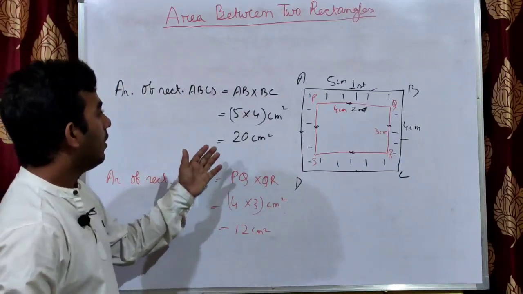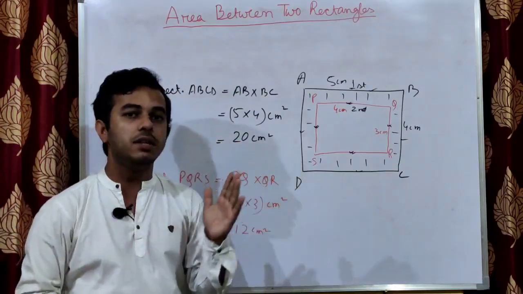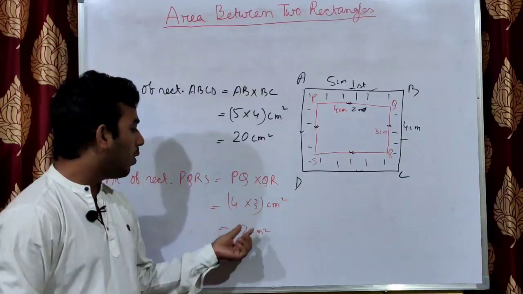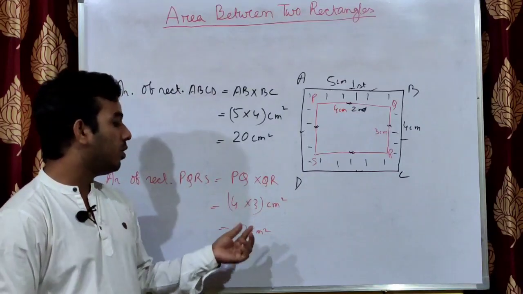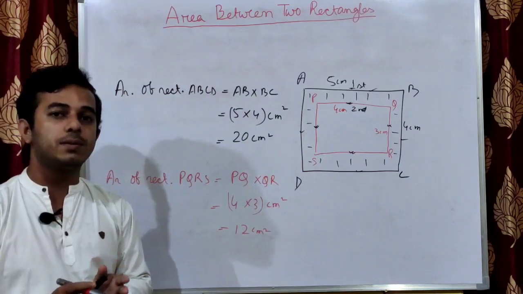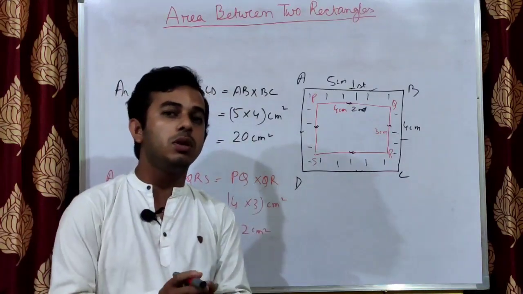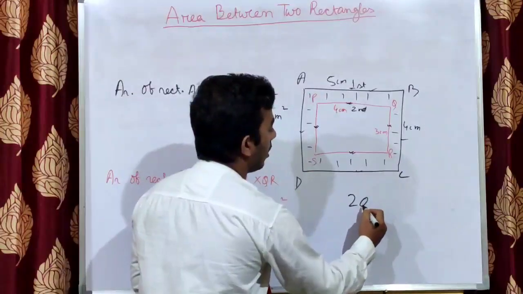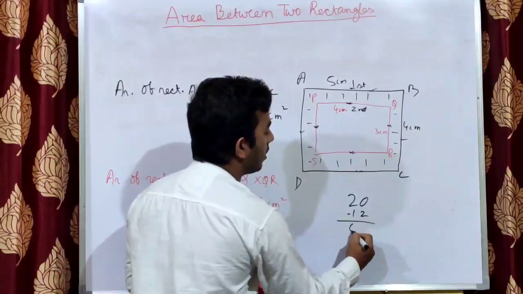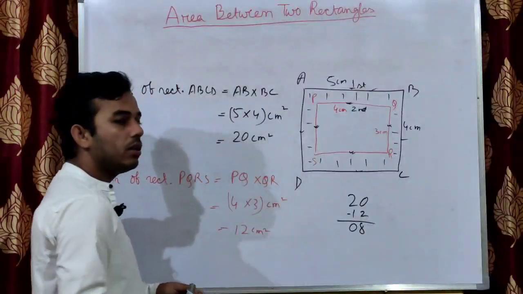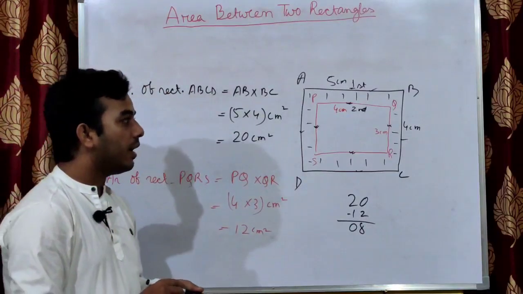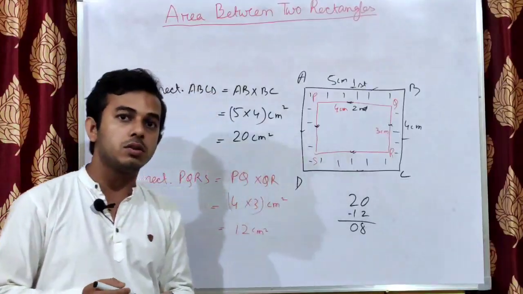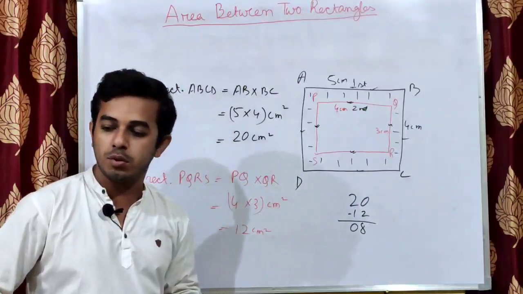Now look, the area of rectangle ABCD is 20 centimeter square. The area of rectangle PQRS is 12 centimeter square, right? Now if we subtract 12 from 20, we will get 8. So this 8 is the area between both the rectangles. Clear? If you still don't understand, let me show you an example.